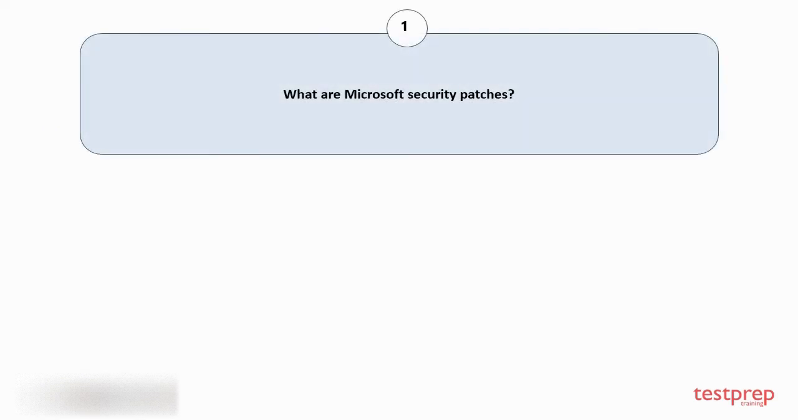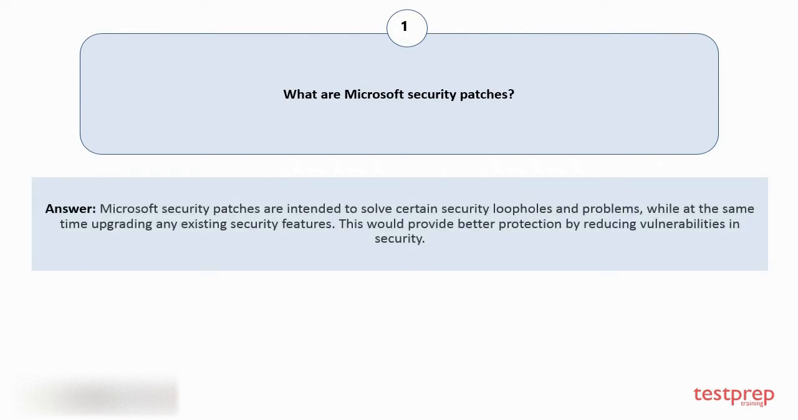Question number 1, what are Microsoft security patches? Your answer is: Microsoft security patches are intended to solve certain security loopholes and problems, while at the same time upgrading any existing security features. This would provide better protection by reducing vulnerabilities and security.